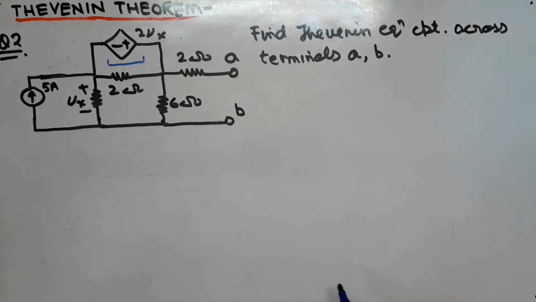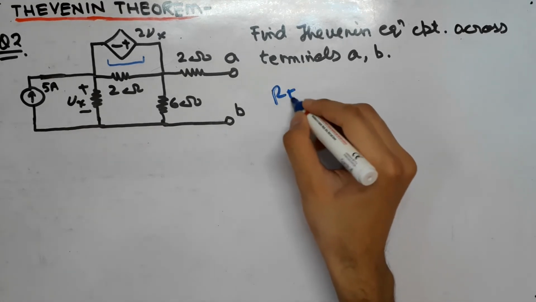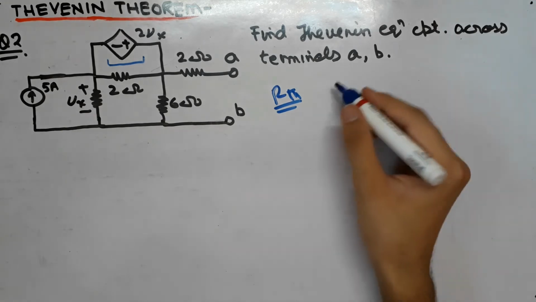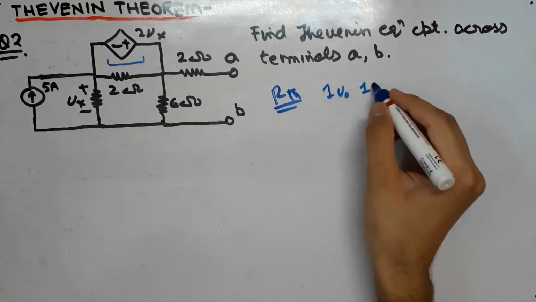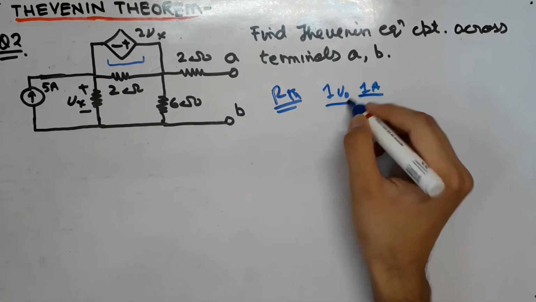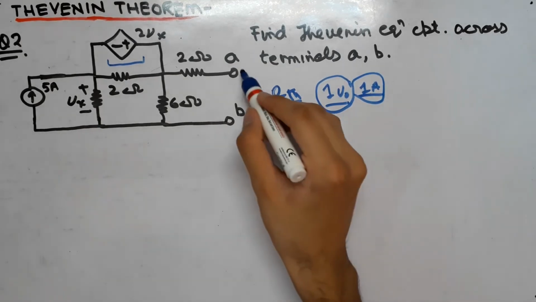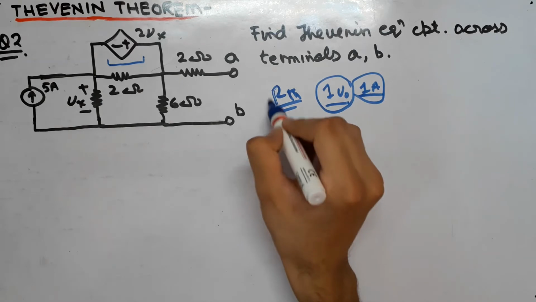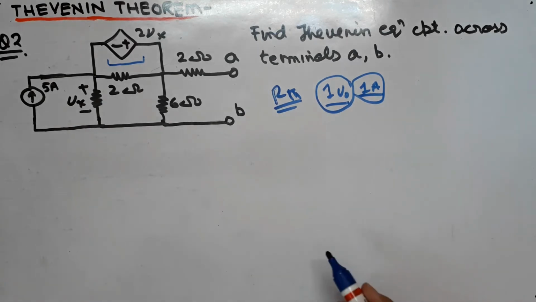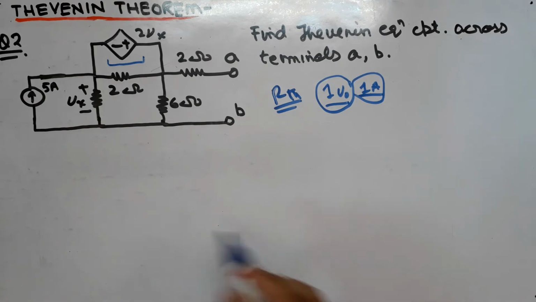Remember that in case 2, when we had to find RTH, we either had to assume a 1 volt voltage source or a 1 ampere current source. We can assume either one of them. So in this question, we are going to assume a 1 volt voltage source across the terminals AB on its right hand side. First we are going to draw the equivalent circuit for RTH.